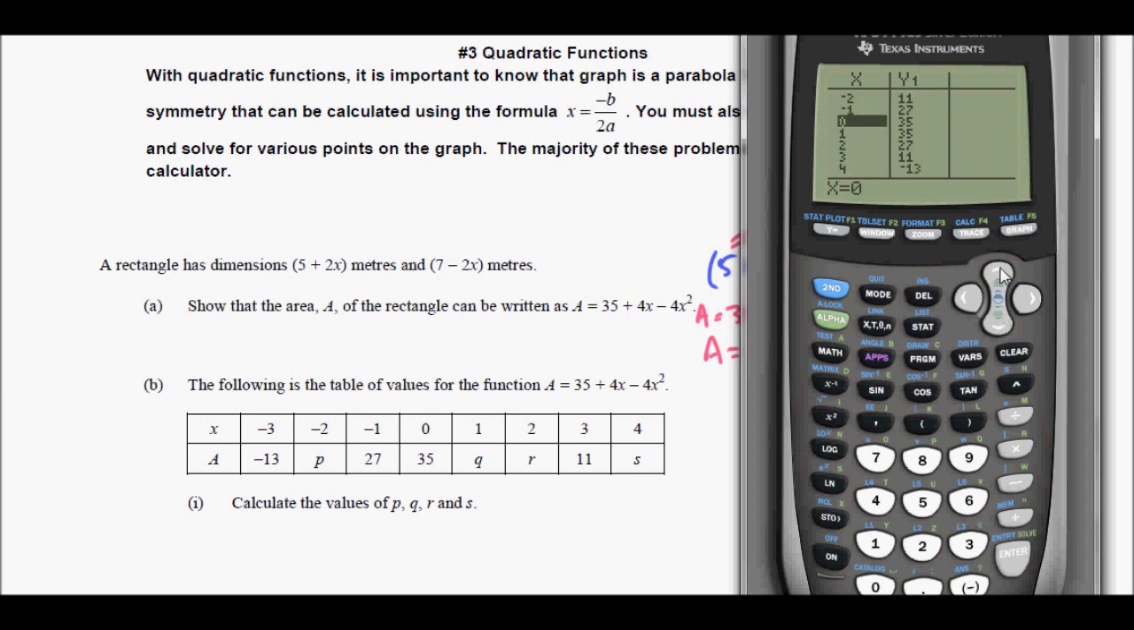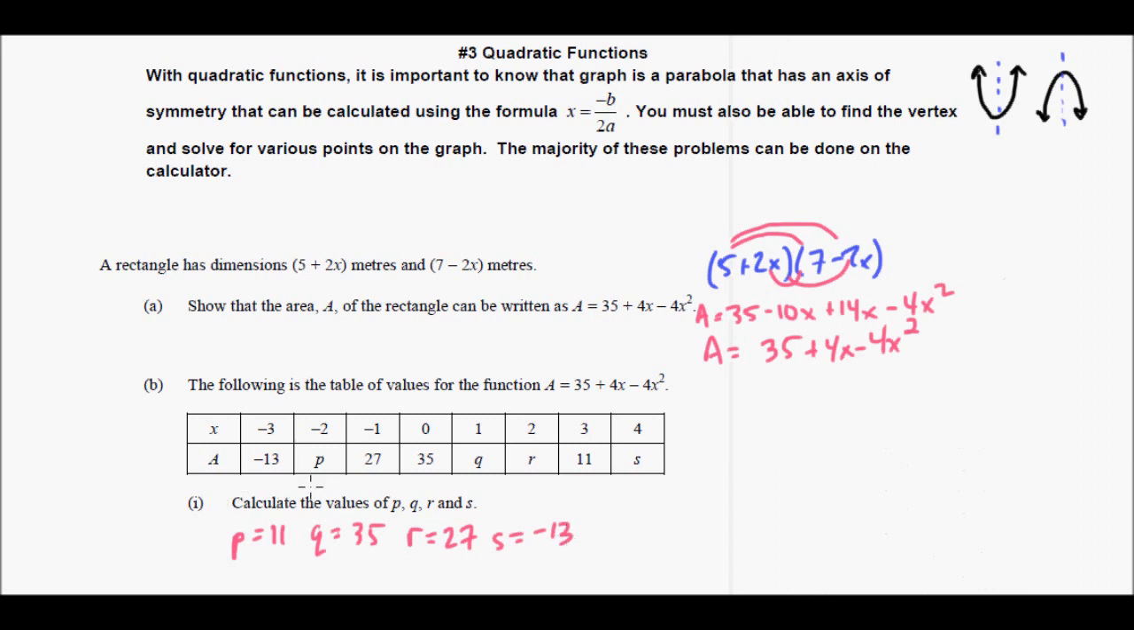Okay, so hold on just one second, I'm going to write these down. Okay, so I've written down the values here, and you'll notice that this is 11, 27, 35, 35, 27, 11, negative 13. So you'll notice that it's symmetrical. Now, the vertex would be somewhere in here, and we will probably have to find that, I would venture to say. Okay, so let's look at the next part.